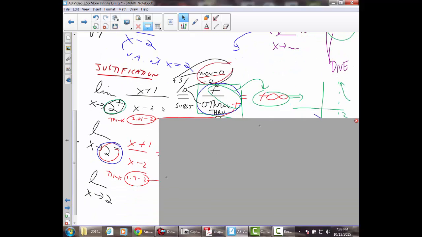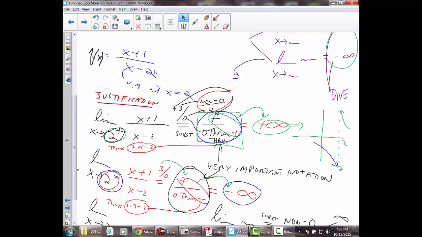So I think we talked about this one already anyways. There's something very similar to it. You can easily tell the vertical asymptote is at x equals 2. If you're asked to justify, you can do either of these from the right or from the left.